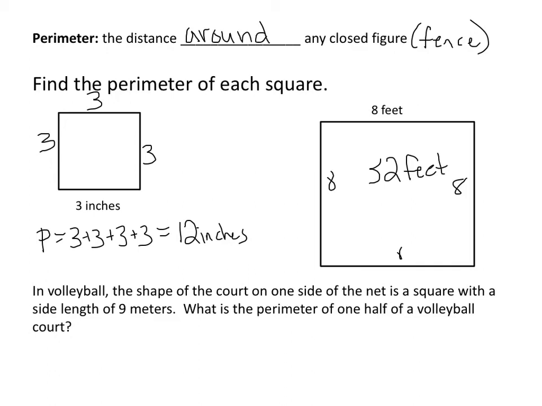However, you might notice that there's a shortcut and a commonality. Instead of adding 3 4 times or adding 8 4 times, the perimeter of a square is equal to 4 times its side, P = 4S, where P is the perimeter and S is equal to the length of a side.